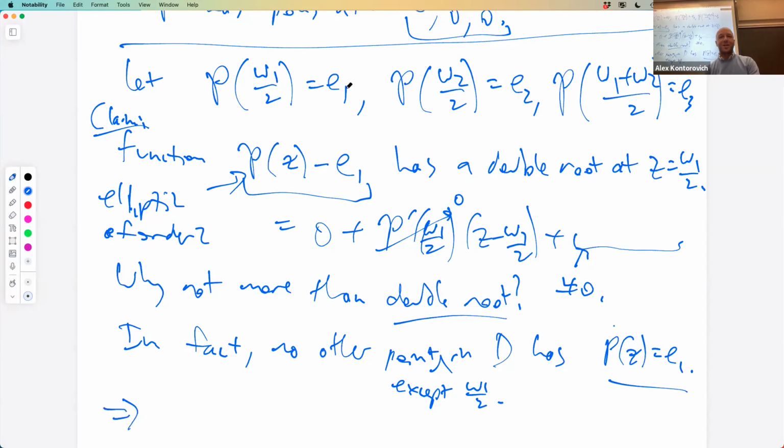That means that the same is true for e2. e2 is a double root at w2 over 2, and w1 plus w2 over 2 has a double root. e3 is a double root at w1 plus w2 over 2 and nowhere else. So that means that e1, e2, and e3 are all distinct.